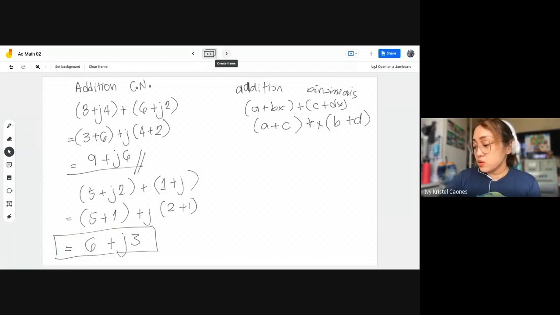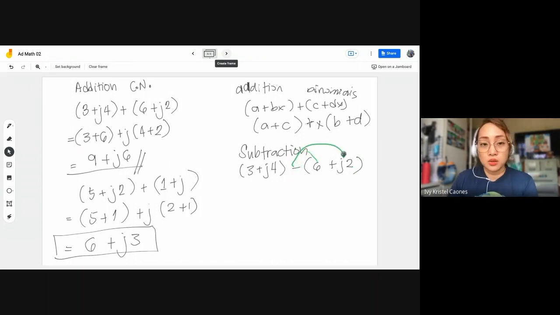When it comes to subtraction, remember subtraction is just addition of a negative number. So if the subtraction has the example of 3 plus j4 minus 6 plus j2, what we are doing is the negative sign is being distributed to the subtrahend, then you simply add.